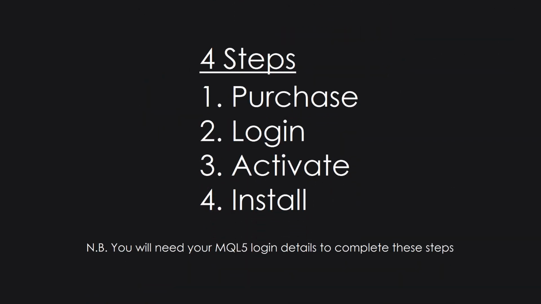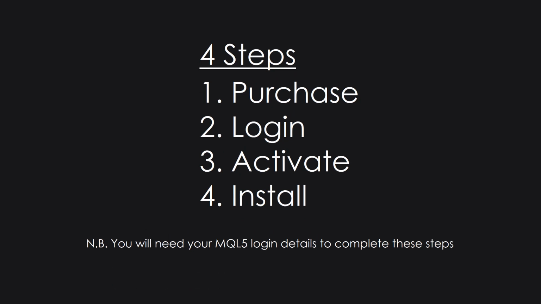And there's four steps to this process. When doing it through the MQL5 website, first of all, we have to find the indicator and purchase that indicator. Then we need to go over onto our MT4 platform, and these next three steps need to be done on there. So we need to log in to our MQL5 community within the platform, and then we're going to activate the indicator, and then finally install the indicator.